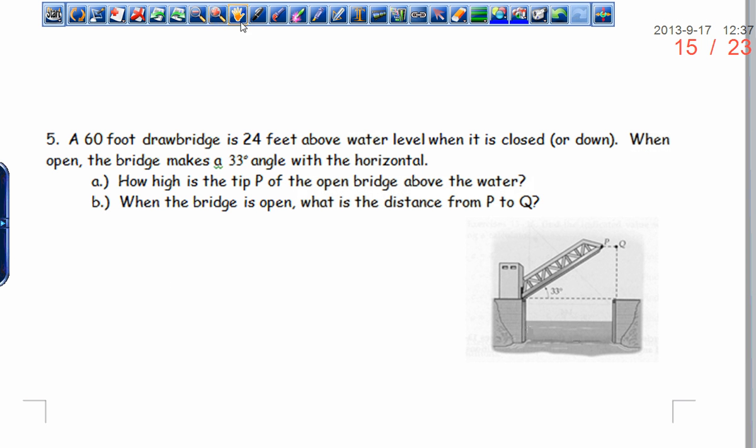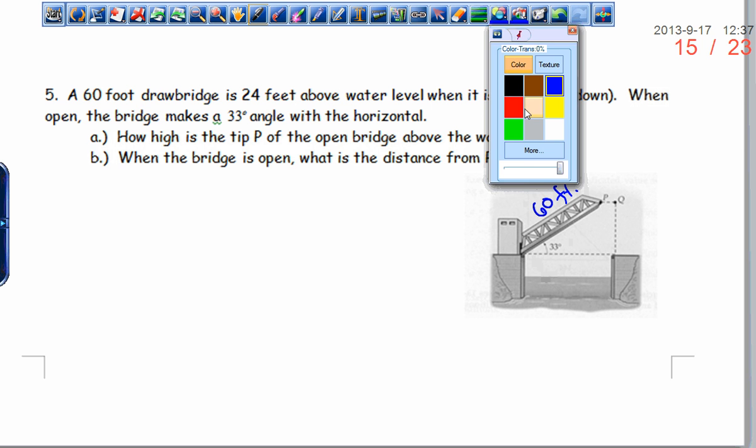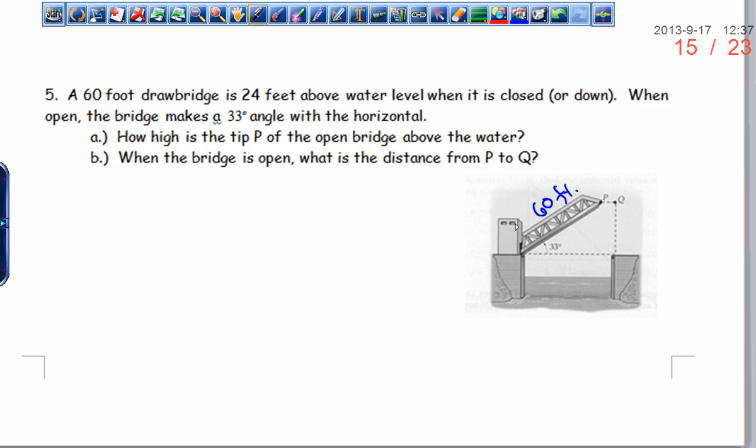All right, I've got a 60-foot drawbridge. So what on my picture is 60 feet? The drawbridge, right? So that just means literally this thing is 60 feet. So the what of my triangle? The hypotenuse, right? I said that the drawbridge is 24 feet above water, so that just means that this piece is 24 feet.